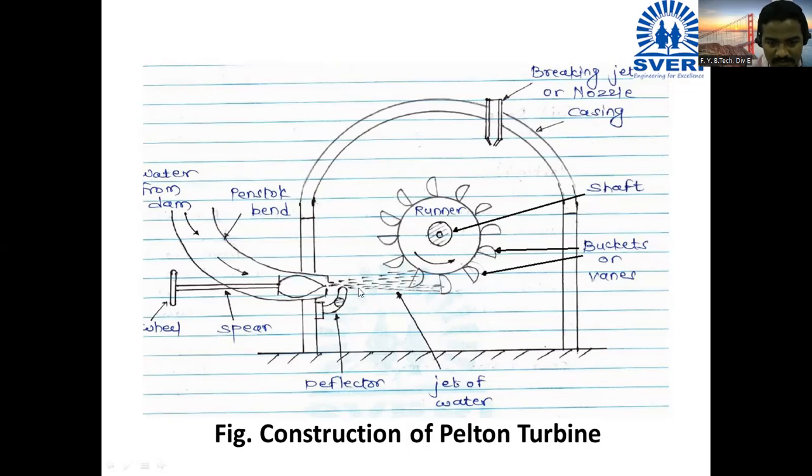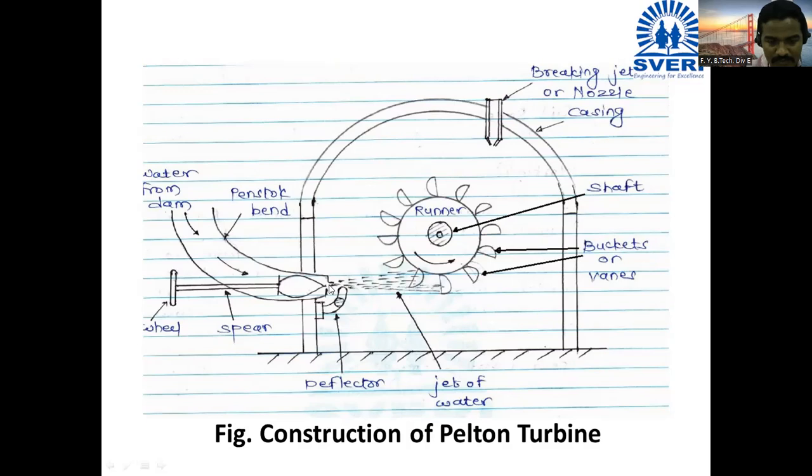Then secondly, the deflector. There is a deflector provided at the bottom, which is used for deflecting the flow of water. Then there is a nozzle, a decreasing cross section area at the end of the penstock. At the end of the penstock, the cross section area is smaller, so it looks like a nozzle.